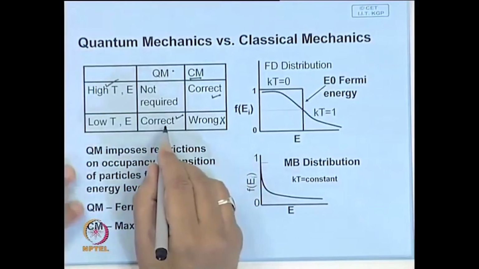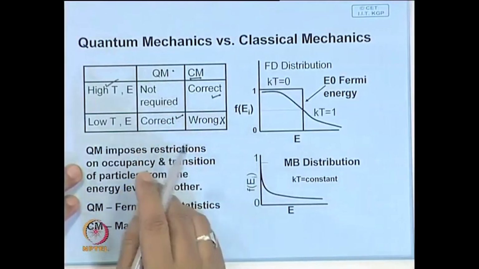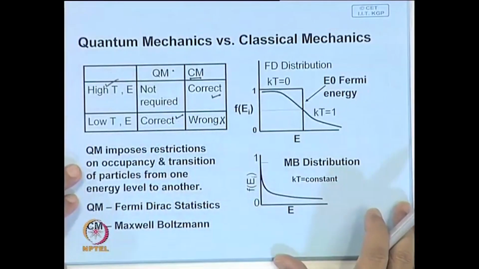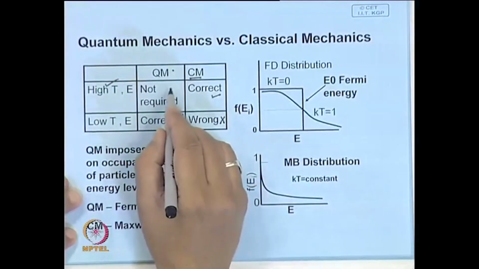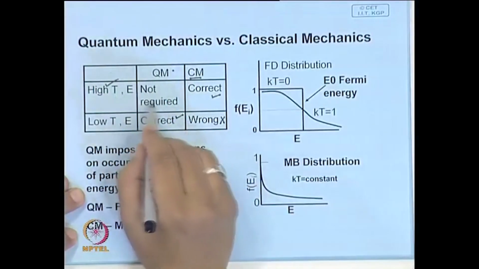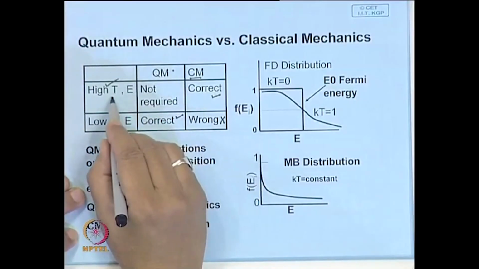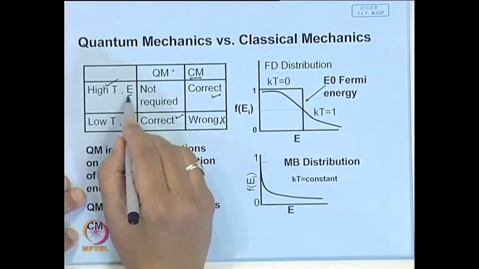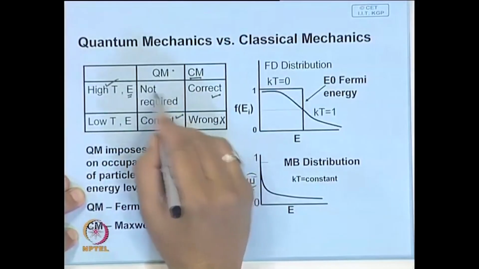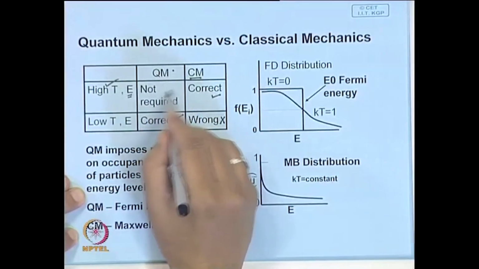And usually the calculations using quantum mechanics are a little difficult to understand and a little complex. So, therefore, in normal cases, if the temperature is high and the energy of the particles is also high, the use of it is not required.